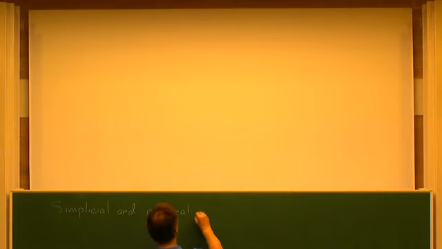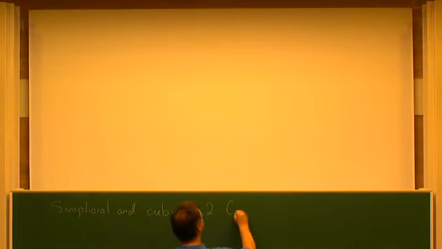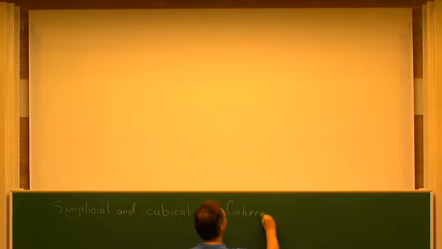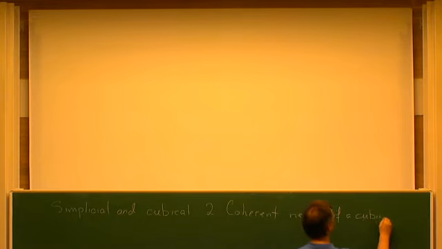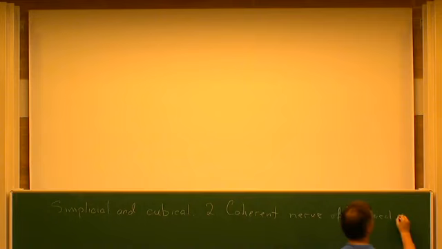Okay, so Vladimir Voevodsky, simplicial and cubical part 2. Part 2, coherent nerve or cubical category.